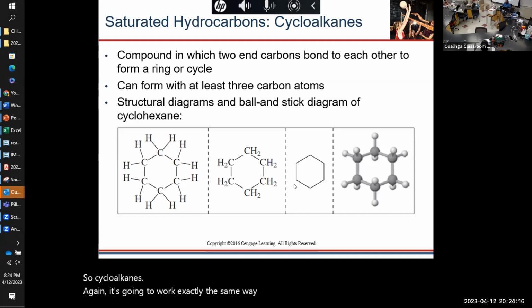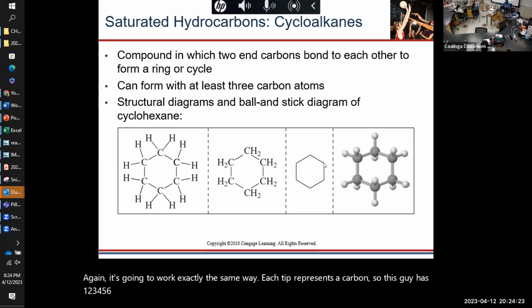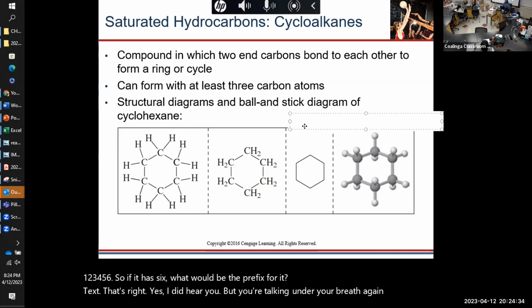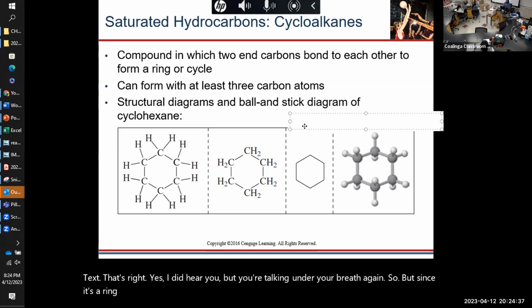Okay, so cycloalkanes, again, work exactly the same way. Each tip represents a carbon. So this guy has 1, 2, 3, 4, 5, 6. If it has 6, what would be the prefix for it? Yes, I did hear you, but you're talking under your breath again. Since it's a ring structure, we call it cyclohexane.